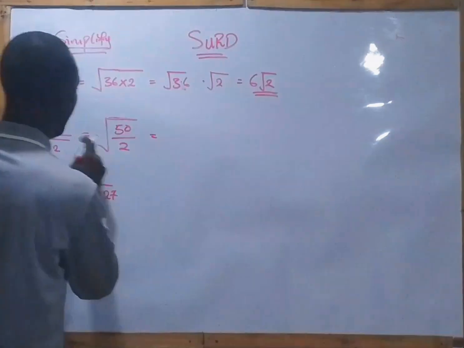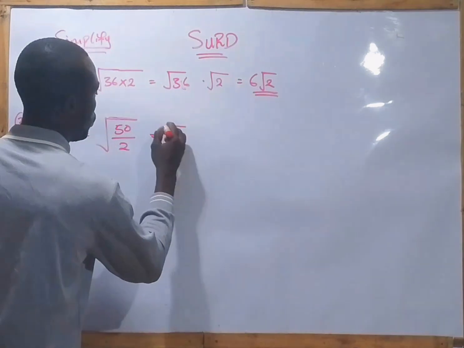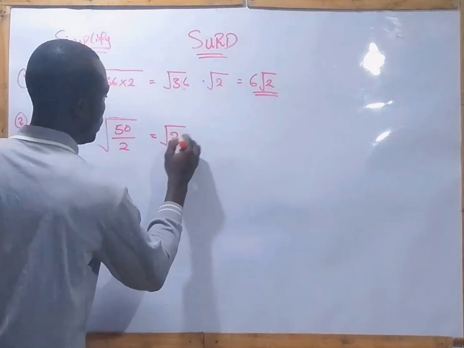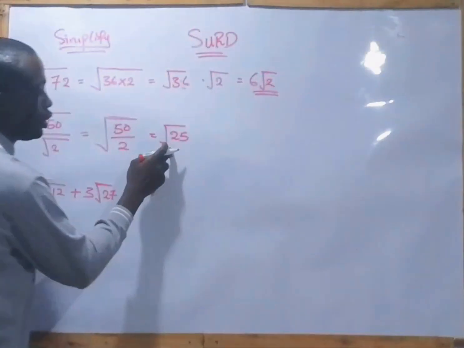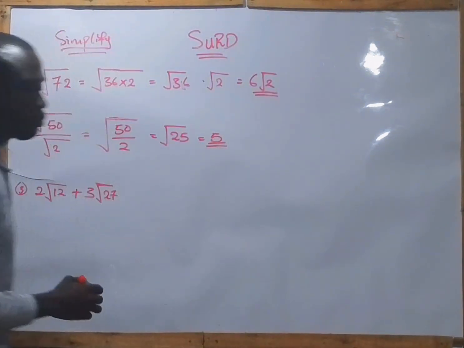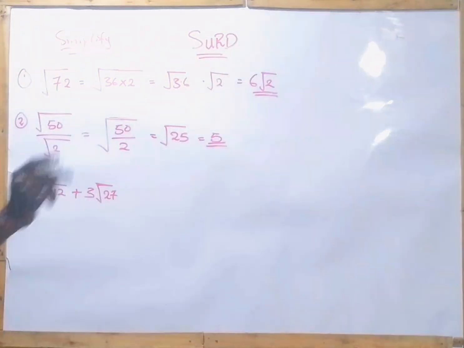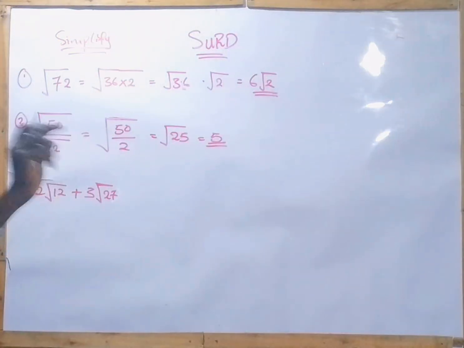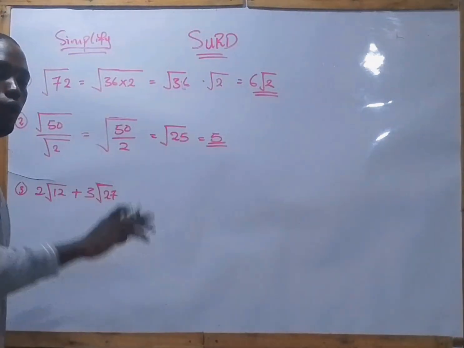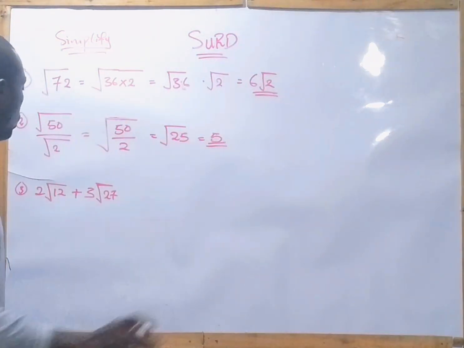Now, when you move further, 50 divided by 2 will give you 25. Root 25 will give you 5. See, those rules which I've given us before, the basic properties of surds, that is what will help you. If you understand them, all this will be easy for you.